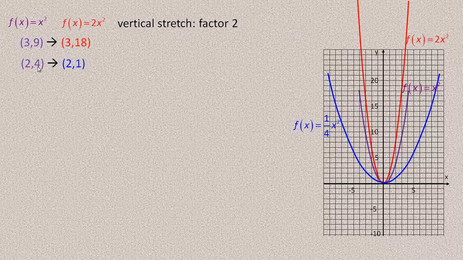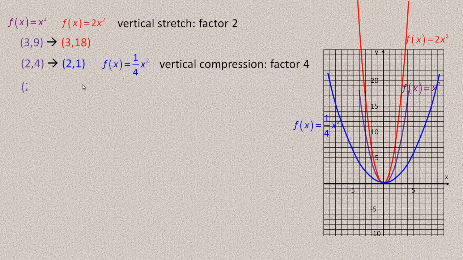So what do you do to 4 multiplication-wise or division-wise to change it into a 1? Well, you divide the 4 by 4 to make it a 1, or multiply by a quarter. Dividing by 4 is the same as multiplying by a quarter. So that's why there's a quarter here. So this is the graph of f of x equals a quarter x squared. The y values on this function are 1/4 the size of this function. So we call that a vertical compression factor 4.